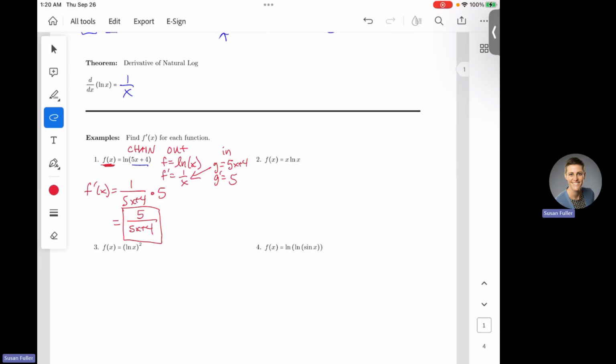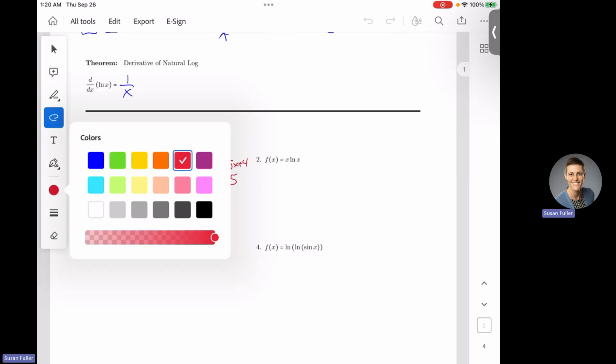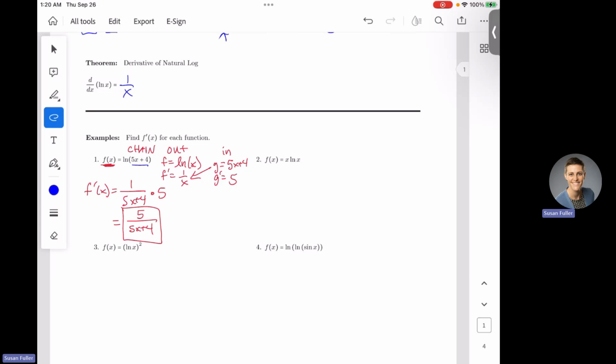All right, number 2. How do we take the derivative of x times the ln of x? Well, I've got x, something with a variable, times the ln of x, something with a variable. This is a product rule. Okay. Deep breath. We're not going to overthink it. We know how the product rule works.